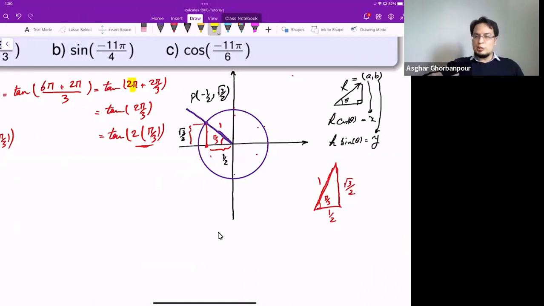Each 2 pi means going around the circle once. So as if I'm starting from the beginning, I can drop that 2 pi and just start with the rest. Now, the rest is 2 pi over 3. What is the angle 2 pi over 3? This is the straight line. You divide it into 3 pieces, pick 2 of them. That was my argument there.